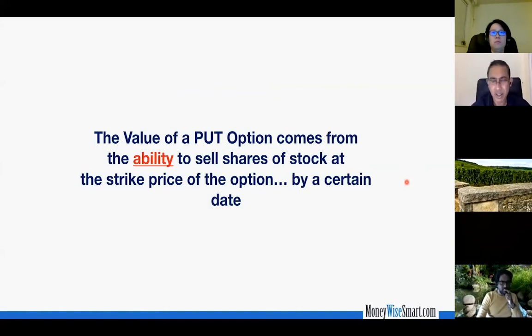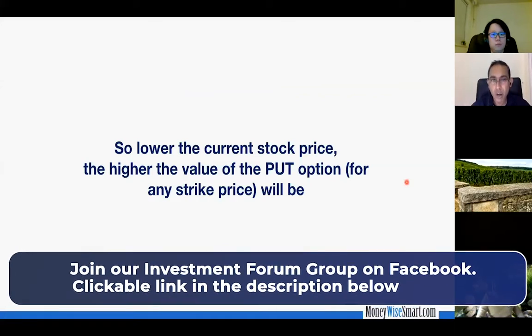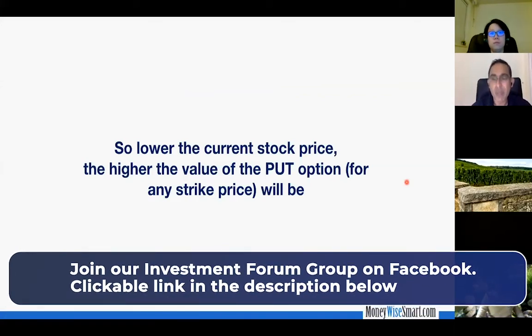This is just kind of a recap. So the lower the current stock price, the higher the value of the put option for any strike price will be. So isn't it good to have an instrument where the price actually increases when the stock markets crash? So that is what a put option is. When the stock markets crash, the value of the put options goes up. The value, the market price, everything goes up.